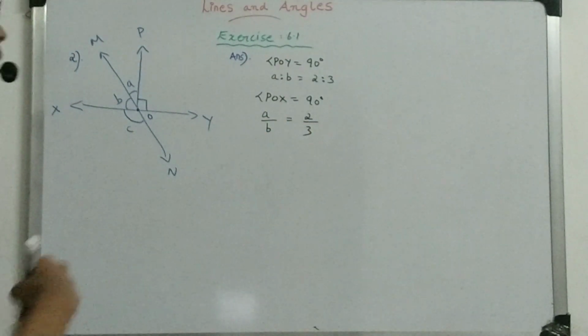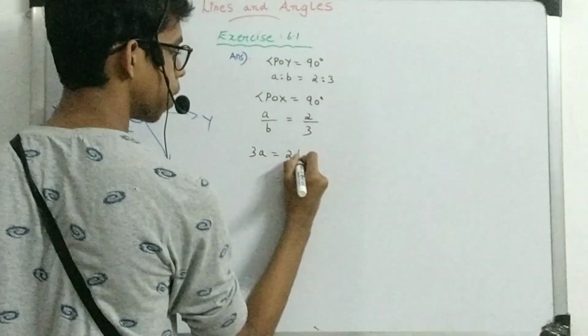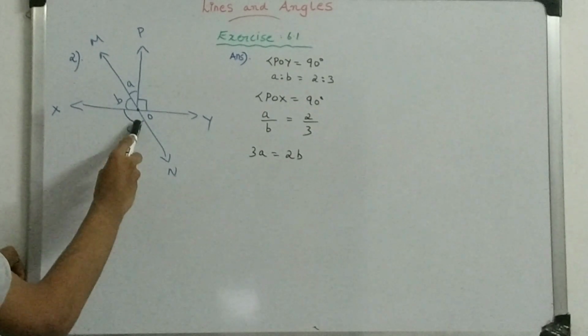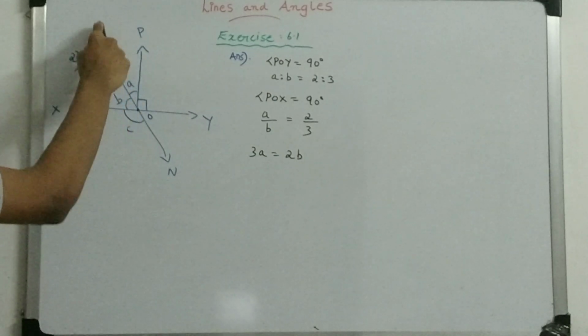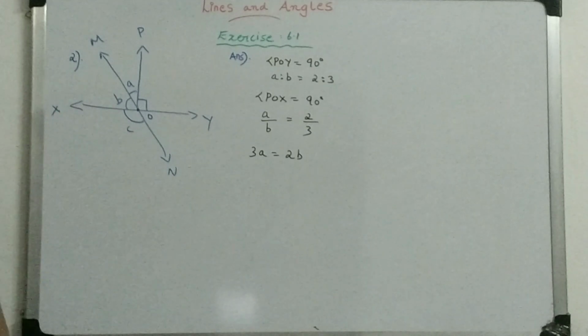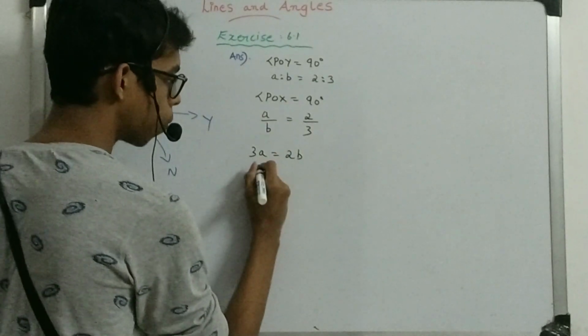Okay, now we can just cross multiply it. So you will be getting 3A is equal to 2B. Now if you see, they have asked you to find the value of this C. So C lies over here. And if you see this ray OX, it lies on the line MN. So if we find the value of B, we can use a linear pair axiom and find the value of C. Okay, so from here I am keeping A on one side.